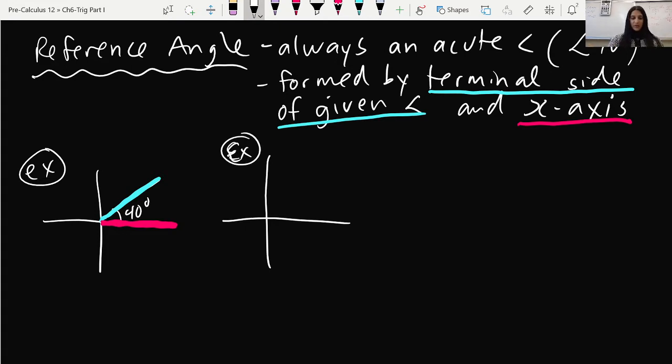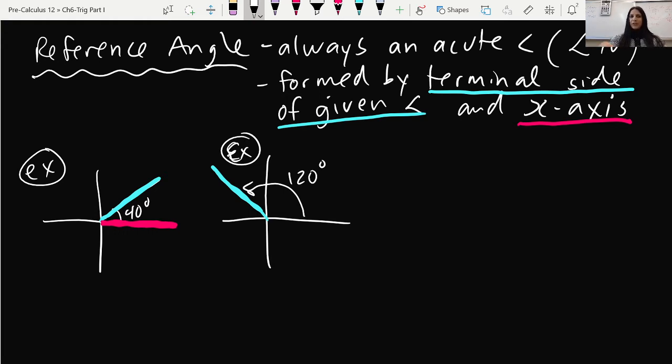So let's take a look at one that's maybe not quite so straightforward. So let's say this time the terminal side of the given angle, so I'm going to draw it like this. And if we are looking for, so read what this says. It's always an acute angle. So let me tell you this. This whole thing is our angle, and it's 120 degrees.